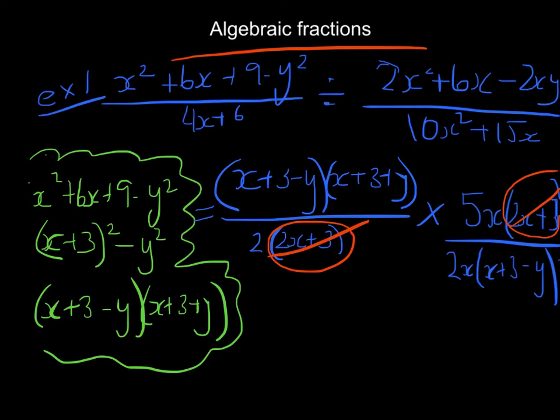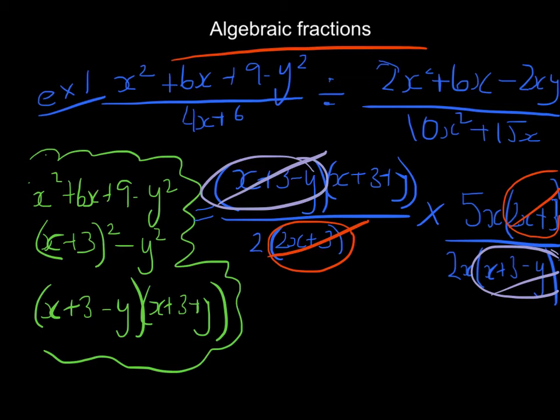Now we look at the top part of the first fraction, and I'm looking at it and I'm going, well, I've got x plus 3 minus y, x plus 3 plus y. Do I have x plus 3 minus or plus y in the denominator of my second fraction? Yes, I do. Here are my commons. They get taken out. Do I have anything left in common?